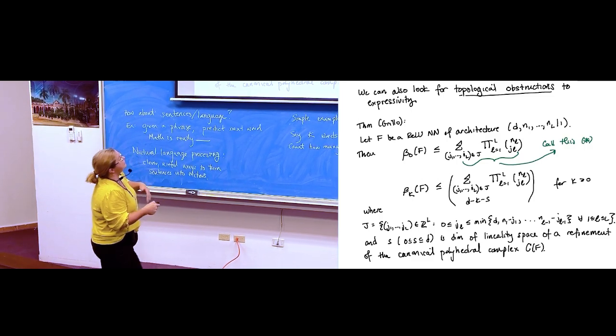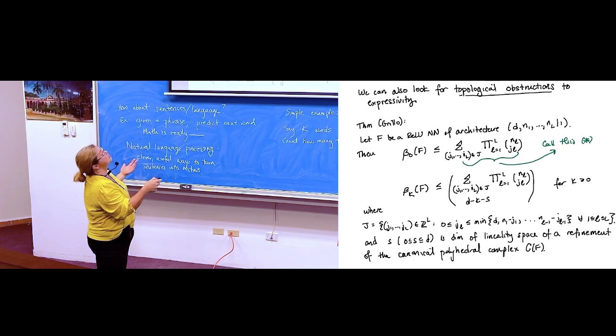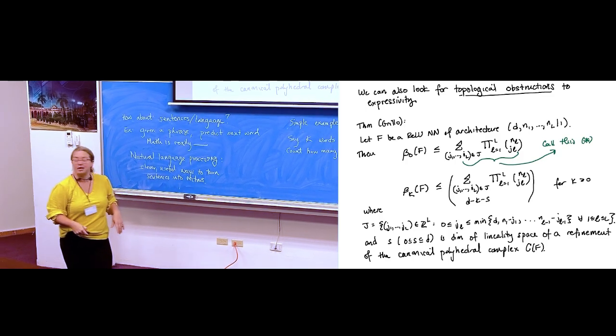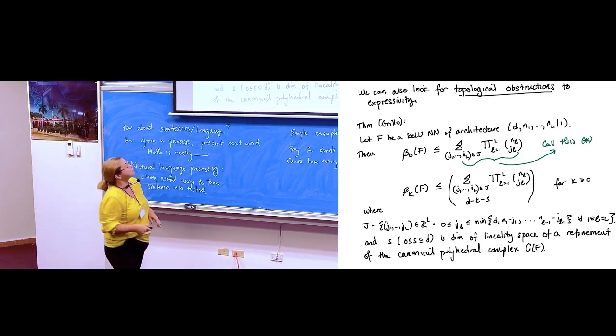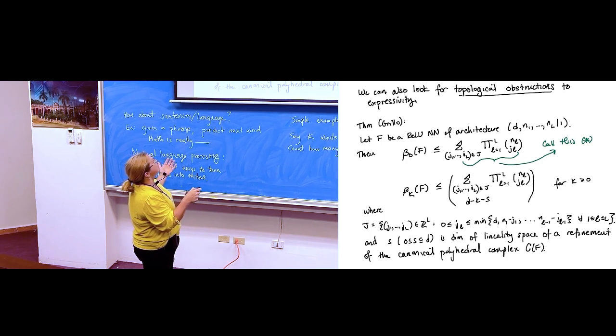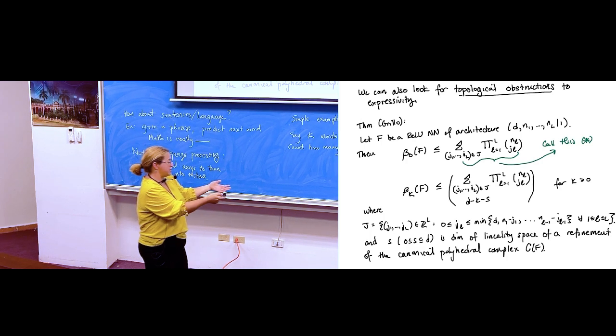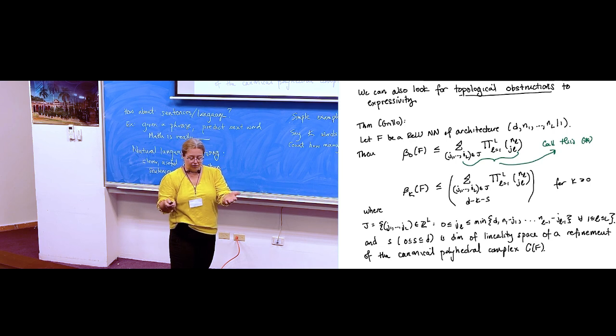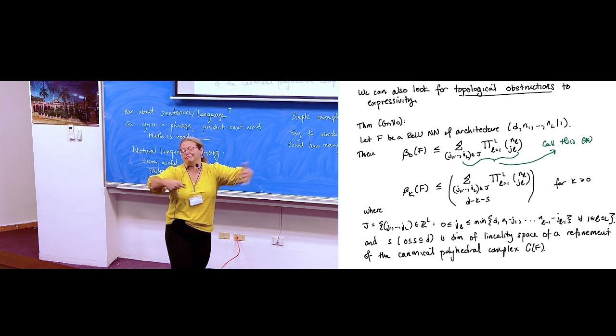On the flip side, you can try to look for obstructions to topological expressivity. So you'd want to prove theorems that say, for this architecture, you can only get functions whose Betti numbers are, whatever.